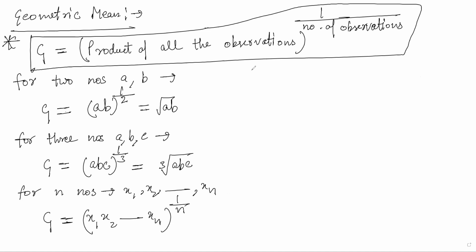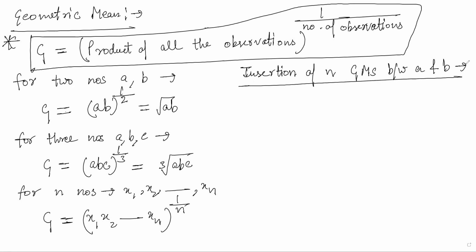Now let's come to the next thing. Insertion of n geometric means. You write this in full, geometric means. Don't use the shortcut, GMs. Write as geometric means. So just like you have introduced n arithmetic means between two numbers, we have to introduce now n geometric means between these two numbers.